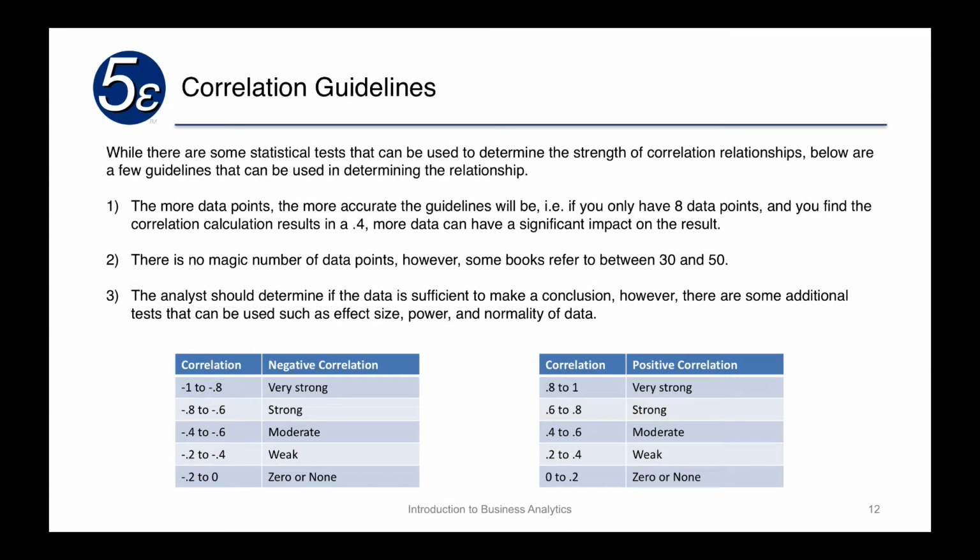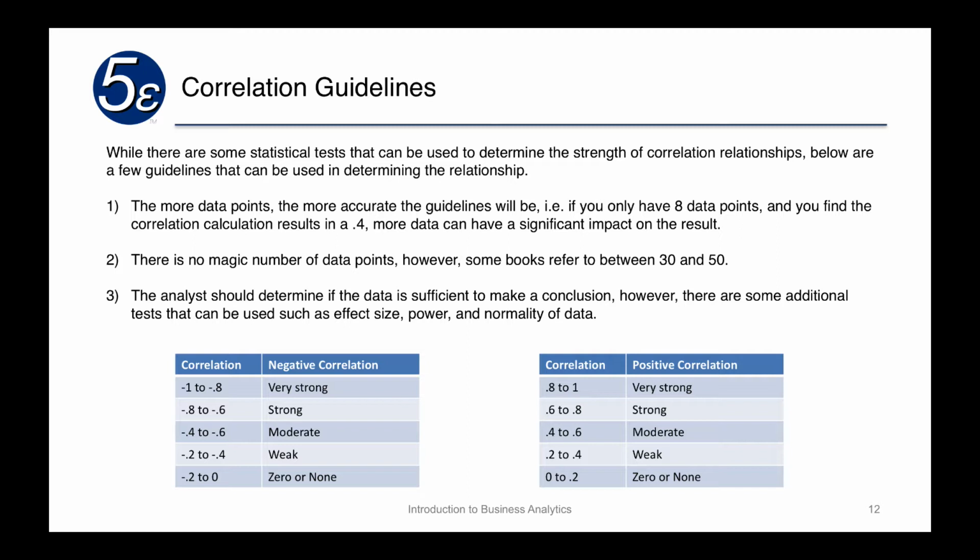Now, here are some guidelines when you're using the correlation. We do have some statistical tests that can determine the strength of correlation relationships, but here we're just going to provide some guidelines. So number one, the more data points you have, the more accurate these guidelines are going to be. For example, if you only have 8 data points and you find that the correlation is 0.4, you may add another 8 data points and find that the correlation drops from 0.4 down to close to 0. So it's important to have enough data points.